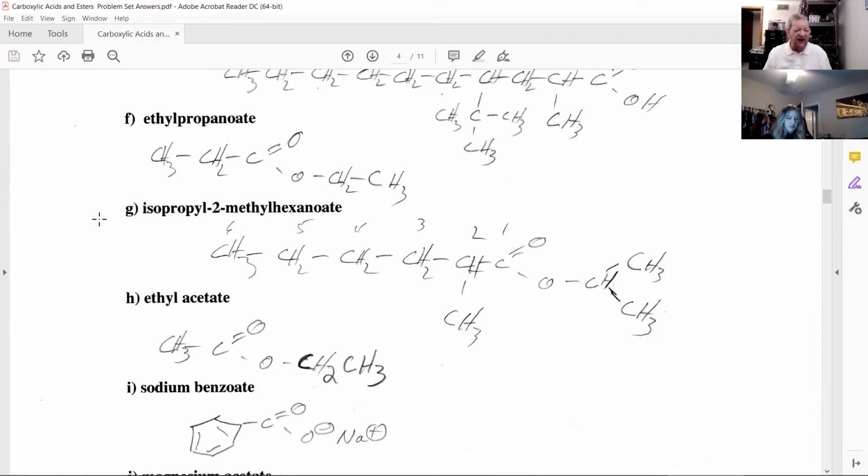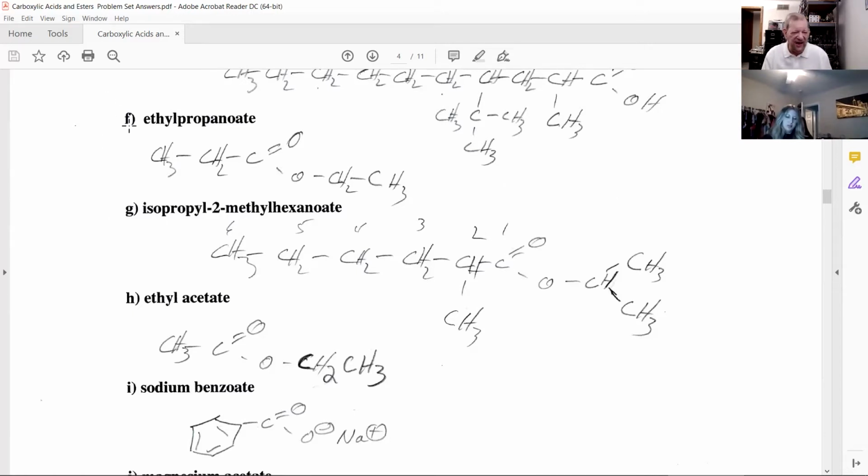Oh, I forgot. I did something I shouldn't. Everybody, cross off G. Cross it off. I promised I'd never put an alkyl group on the R group of an ester, and I did. All right. Sorry. I just got carried away.